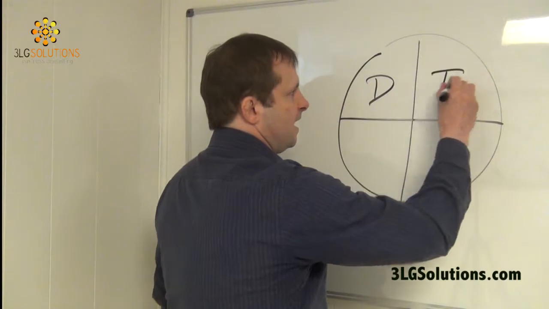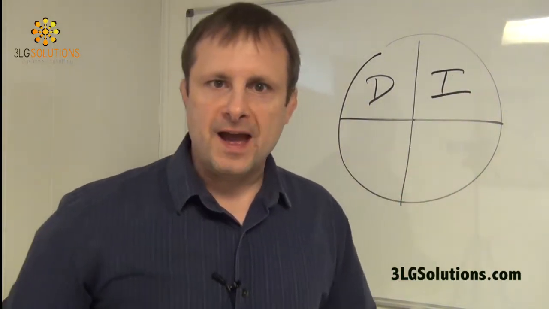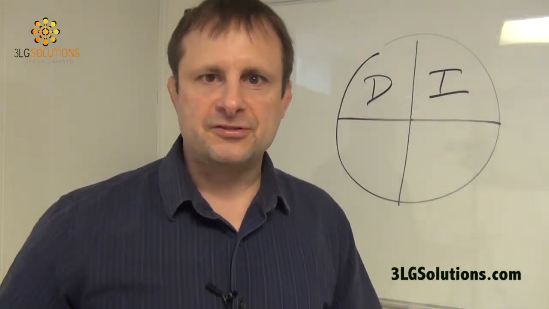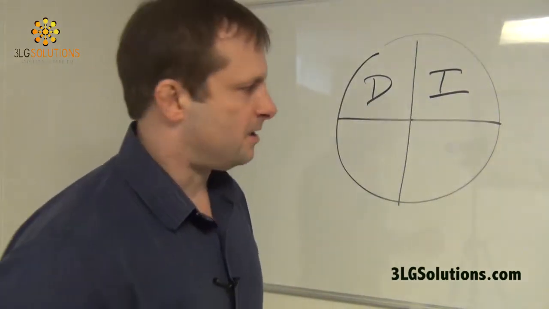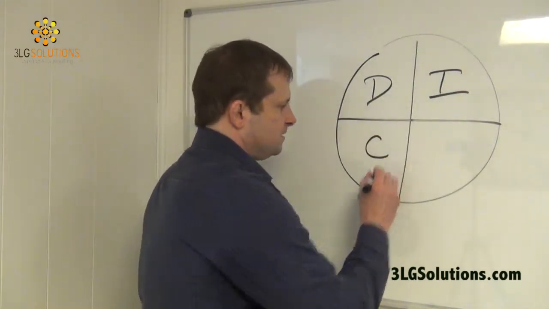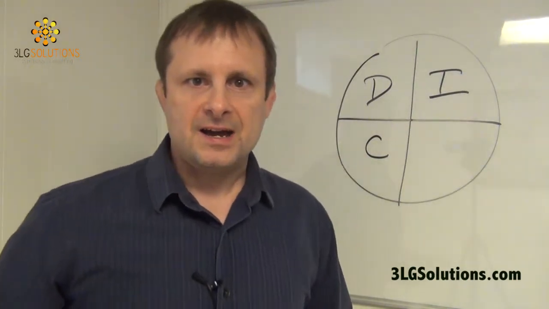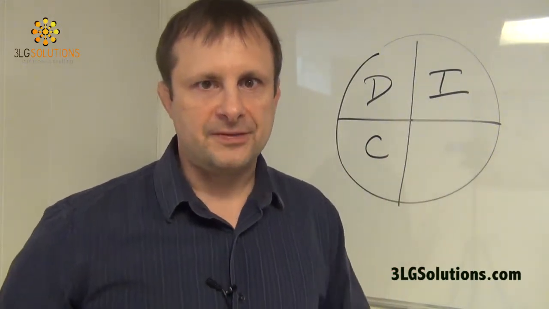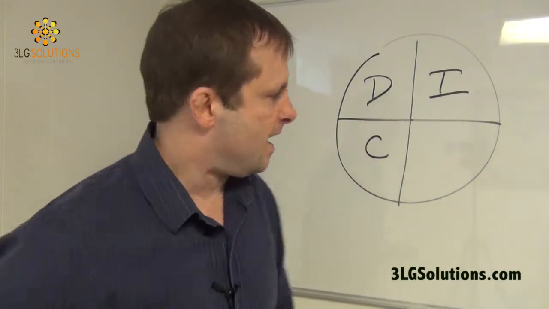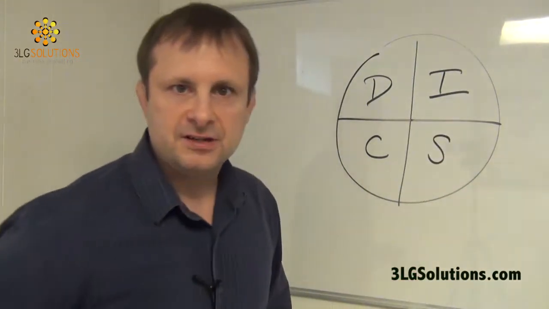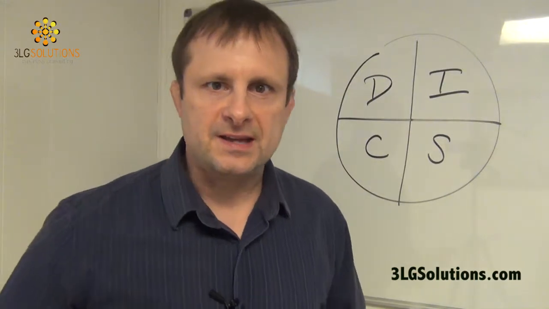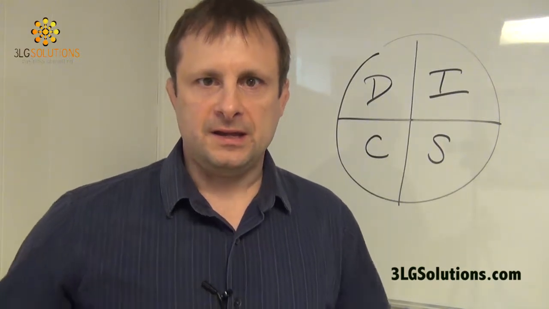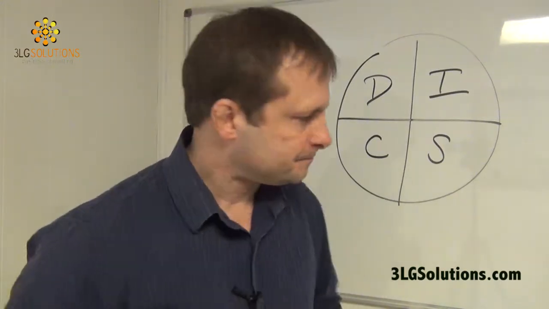The next one is I, which is influential, interactive. They're very personable. They want to talk to you about your personal life. They're interested in people. The next one is C, which is conscientious, concise, consistent. These are the people that are detail-oriented. If you want something done right, give it to a C. And the next one is S, which is steady. This is a person that likes to have harmony, who makes sure that everybody is working together in a harmonious and fun way. These are the four.